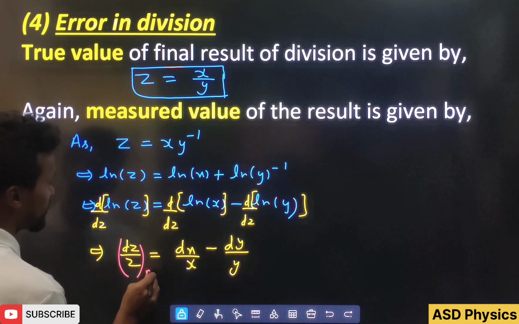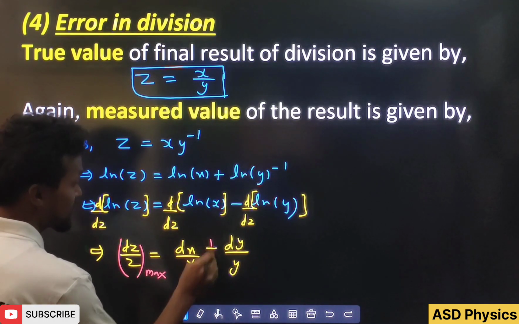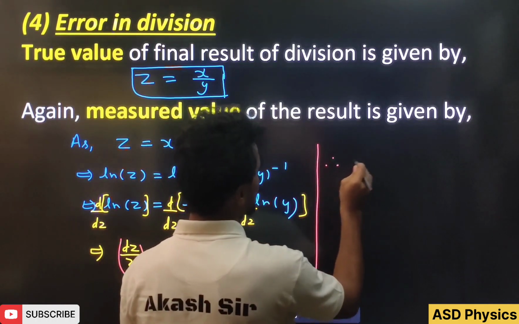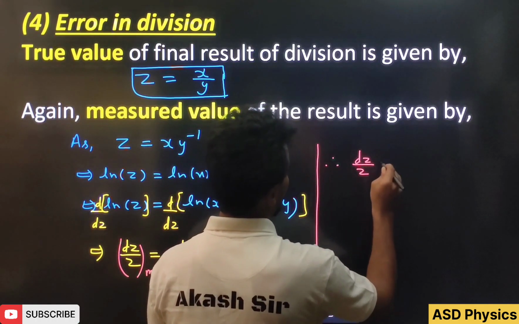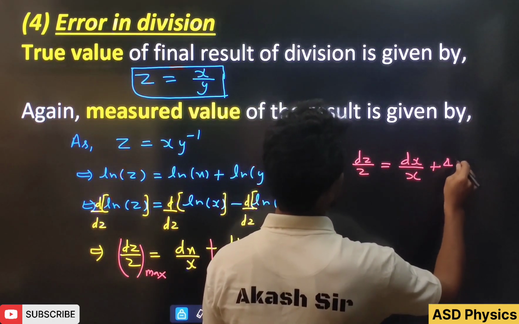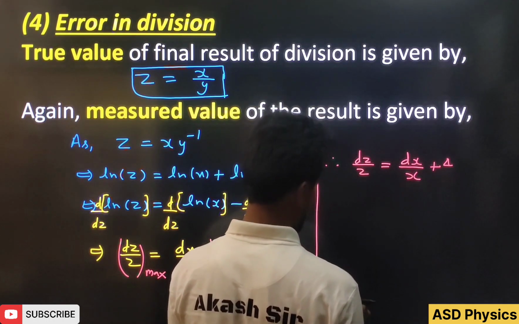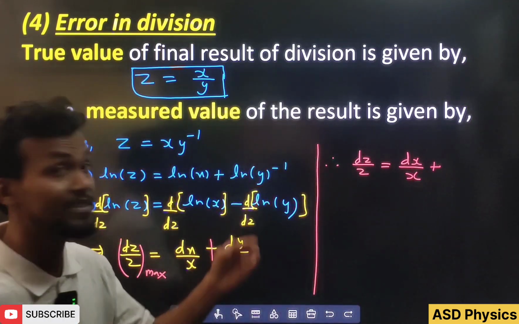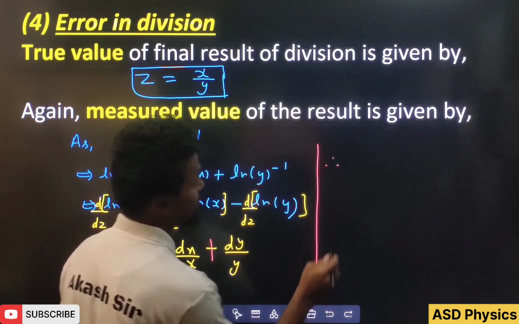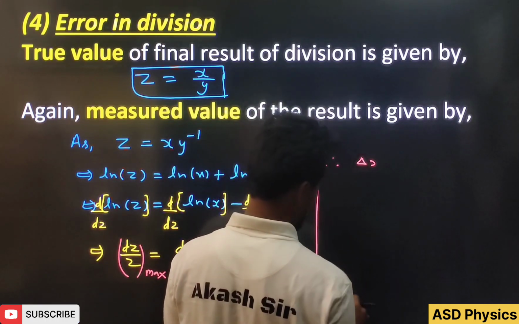But remember that wherever there is a minus, we have to make it maximum always, and this minus will become plus always. Please remember that. So if I write the error here, dz by z will come dx by x plus dy by y. See here, we have to write delta actually. Hence, delta z by z.